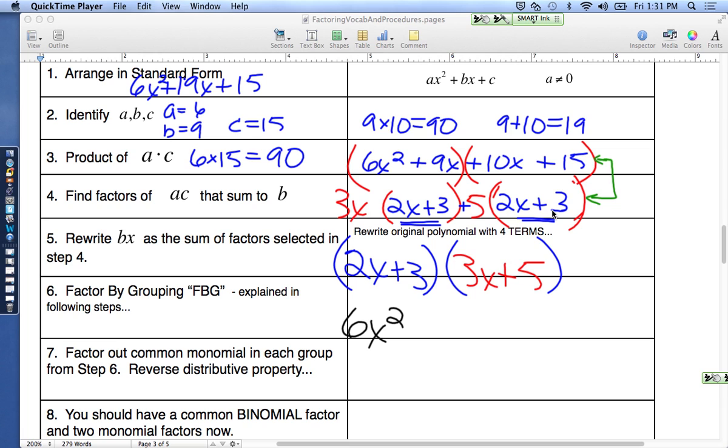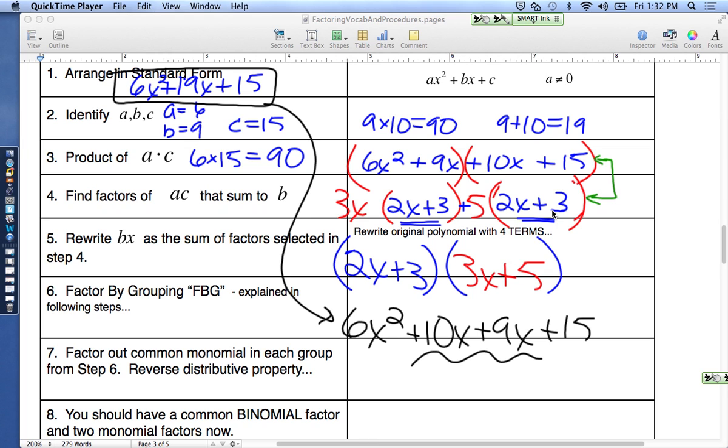I have 6x squared plus 10x plus 9x plus 15. And when I add 10x and 9x, it gives me the original 19x linear term. So you can see that I've created the correct binomial factors. So always go back and check your answer at the end.